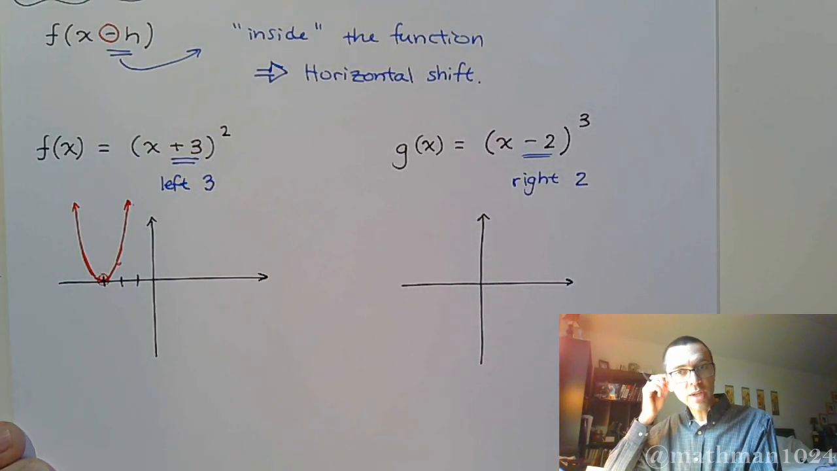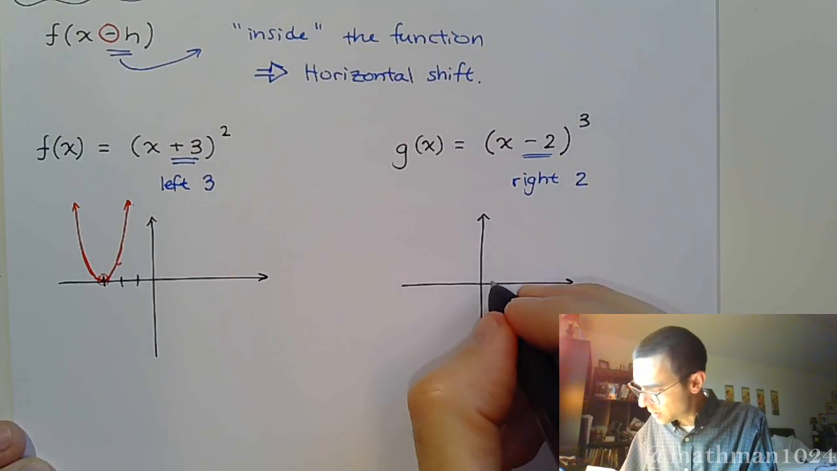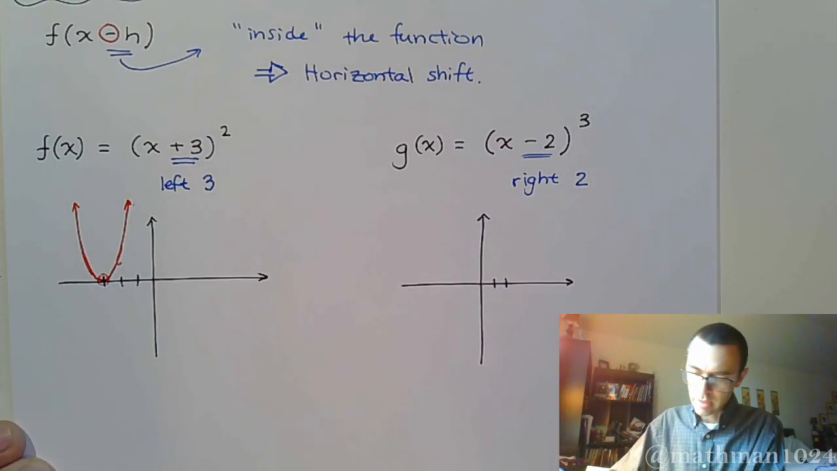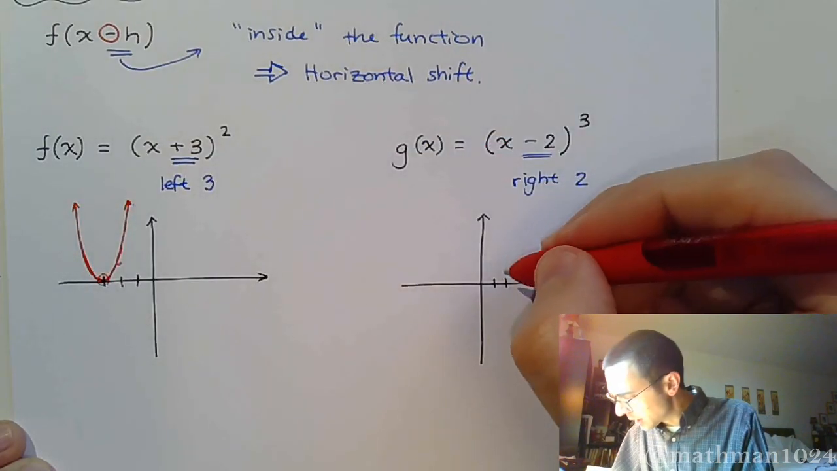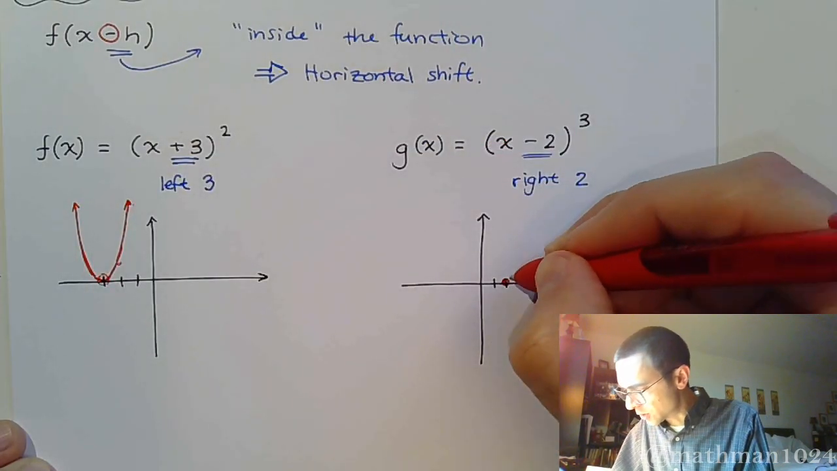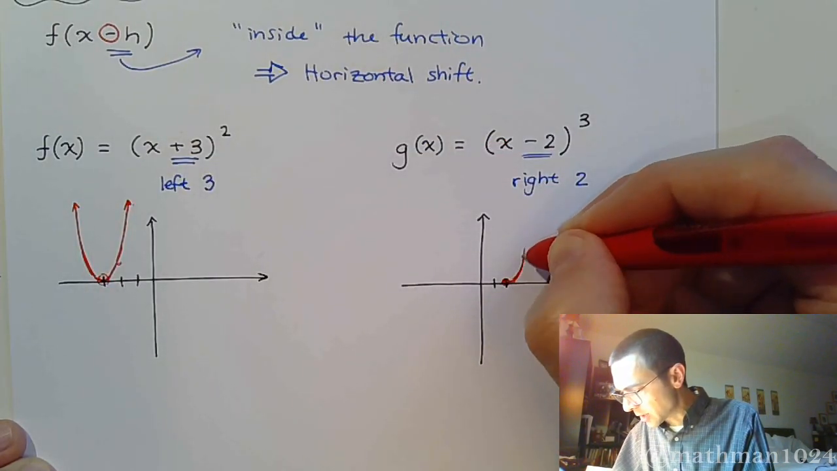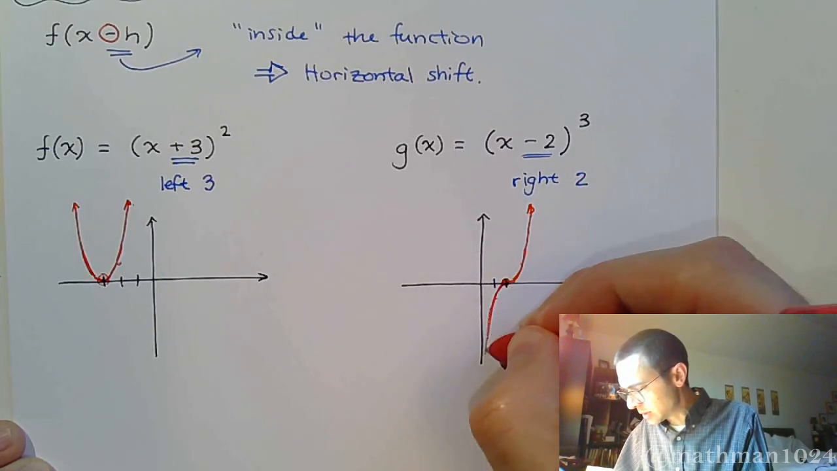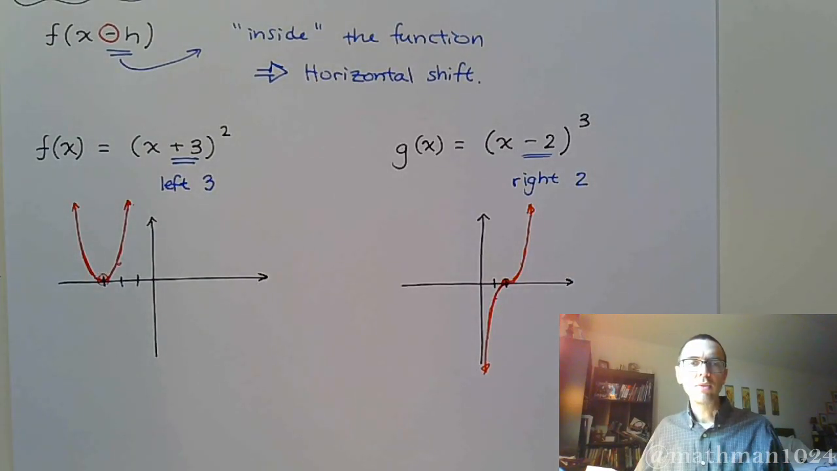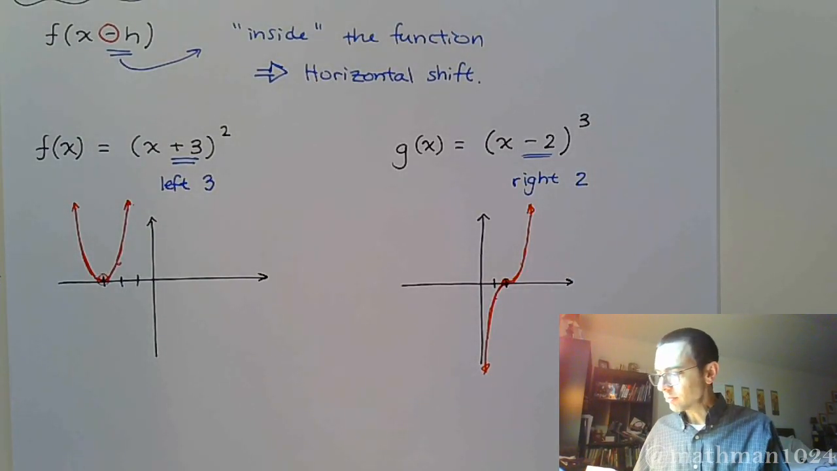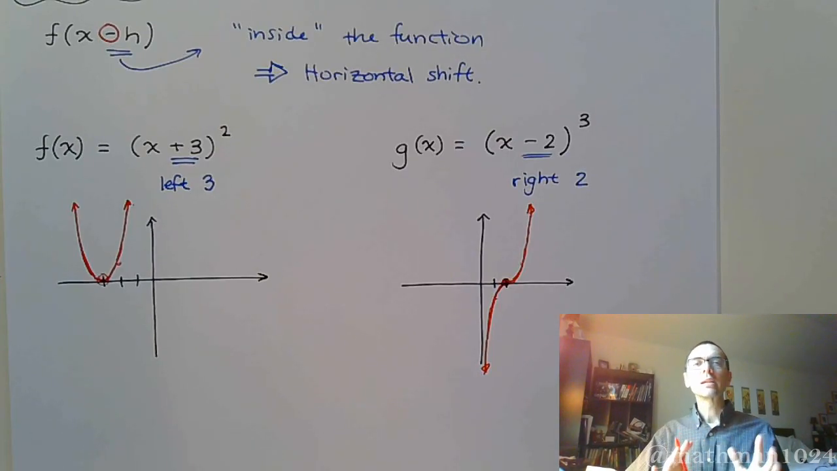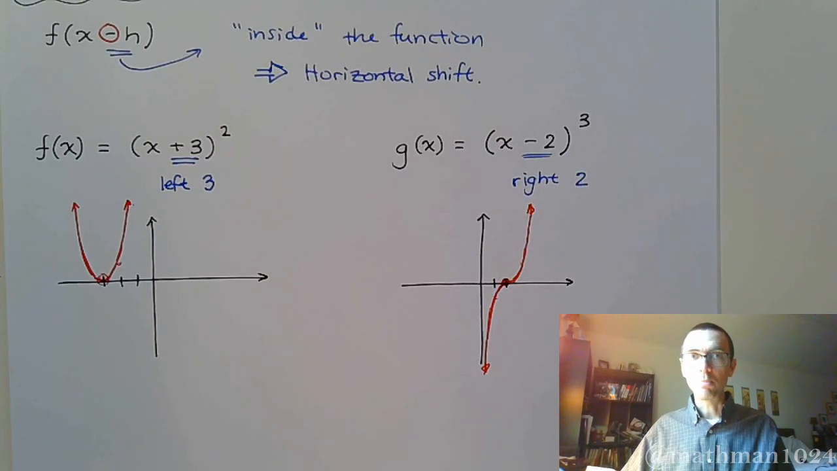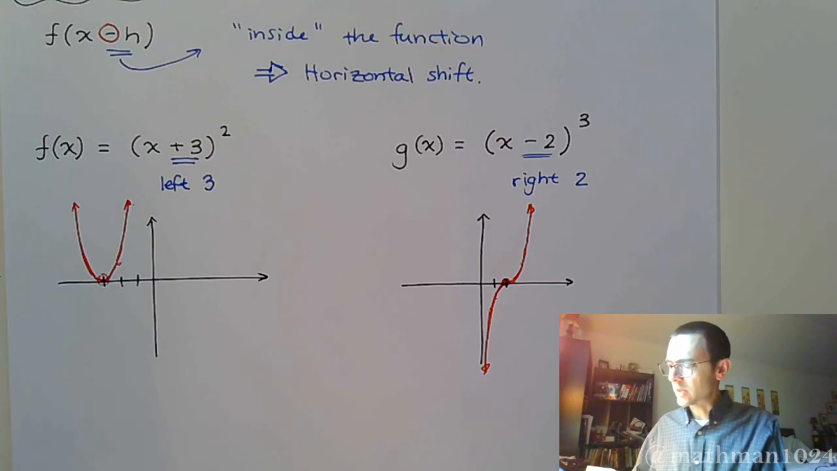All right, so a quick sketch of this. We're going to the right 2, and from here, this is my new origin, so to speak, and I'm going to have this cubic shape right there. So there you have it. Those are the basic concepts for what we're doing here for most of the graphing. Not for everything, but for most of it.